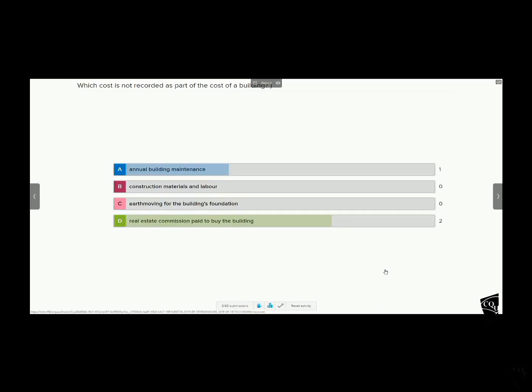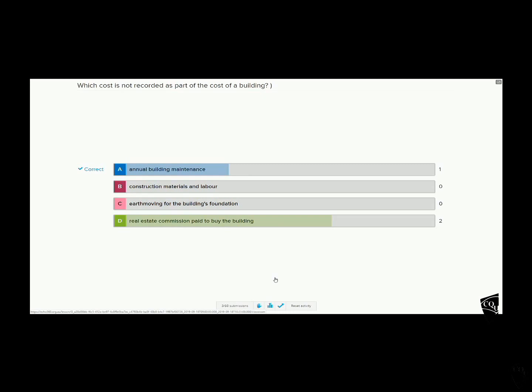So the answers are 1 for A and 2 for D. Let's have a look at the answer. And the answer is A. And Adam's almost jumping out of his seat. He reckons he got it right.